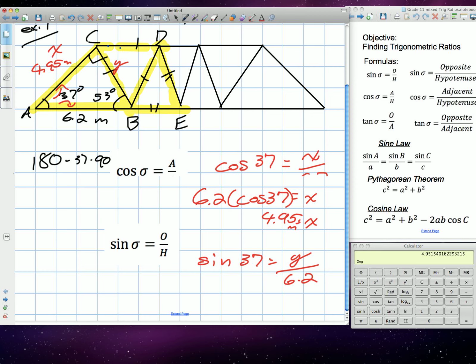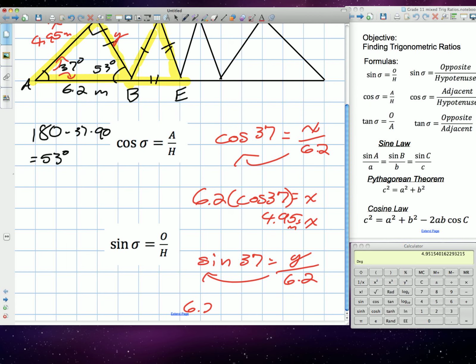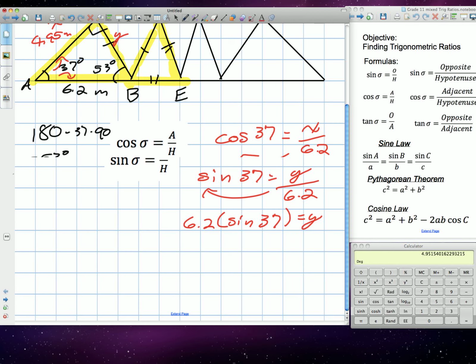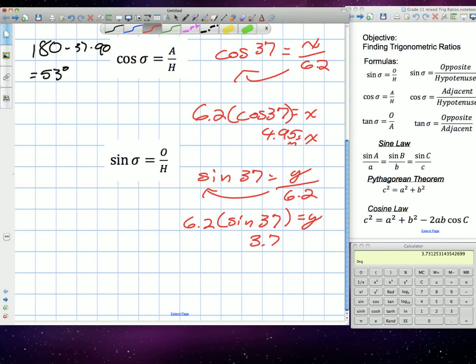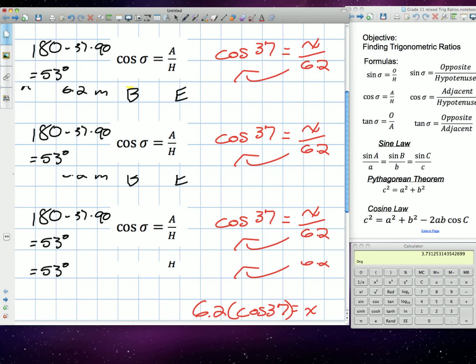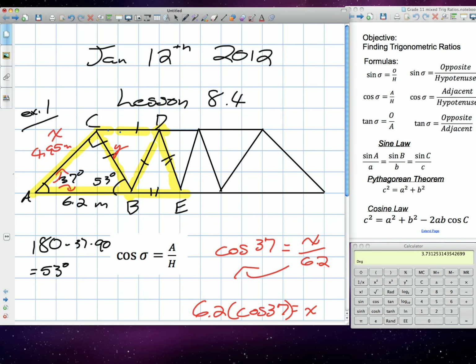We bring 6.2 over. Times sine 37. 37 sine times 6.2. 3.7. Okay. 3.7 meters is our y. So we have this is 3.7 meters.